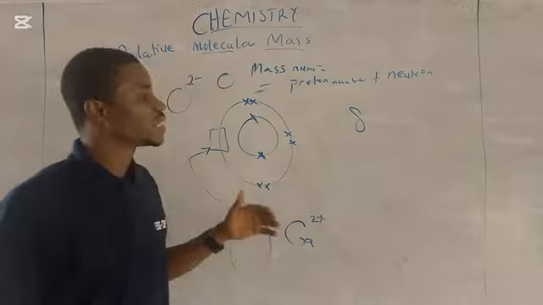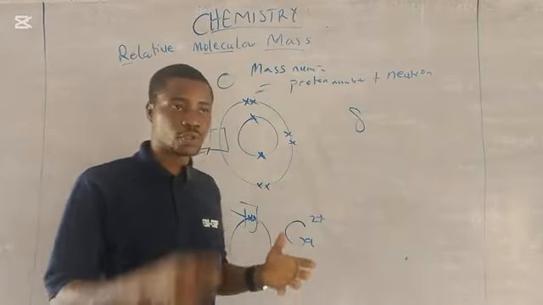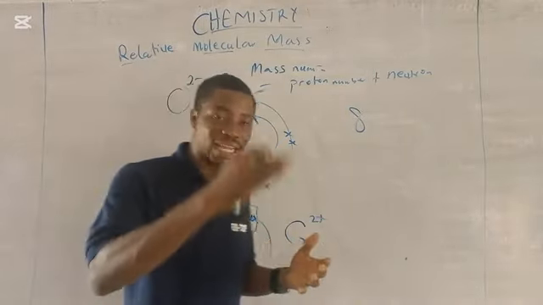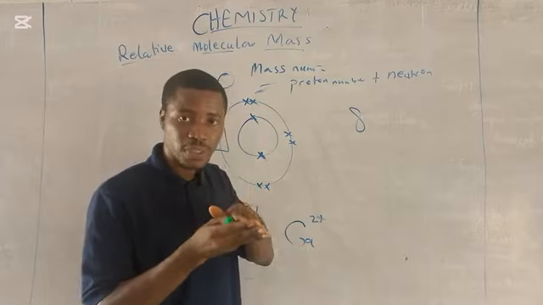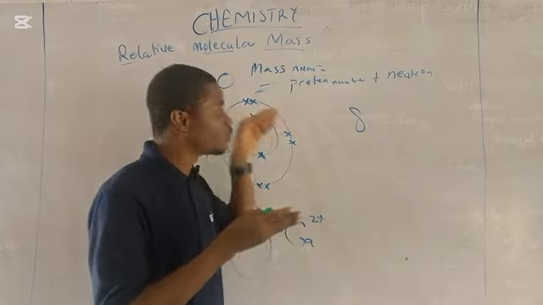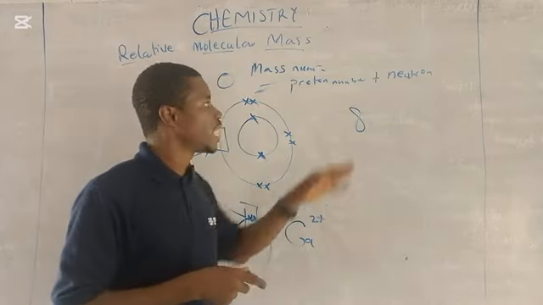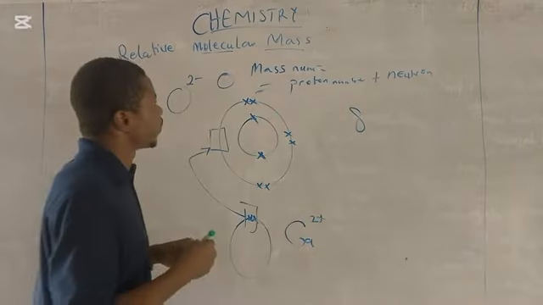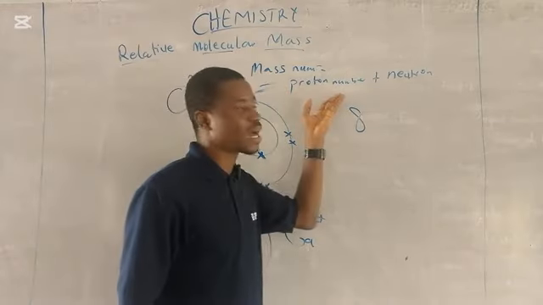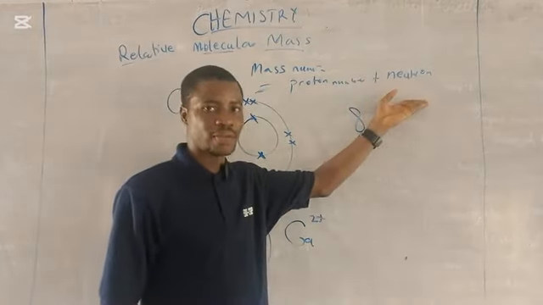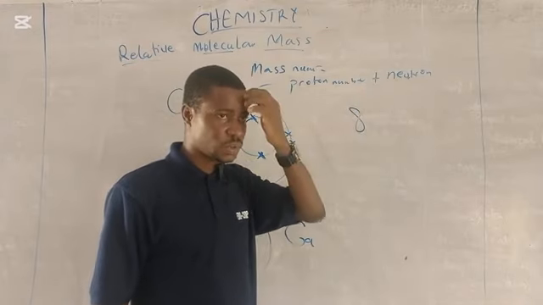So if they ask you what is the proton number of magnesium, you just need to recite the first 20 elements. The number magnesium falls under, that number is the proton number. Okay, now the mass number is the summation of the proton number and what? The neutron number.